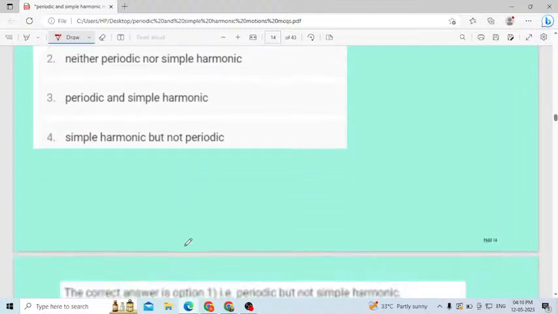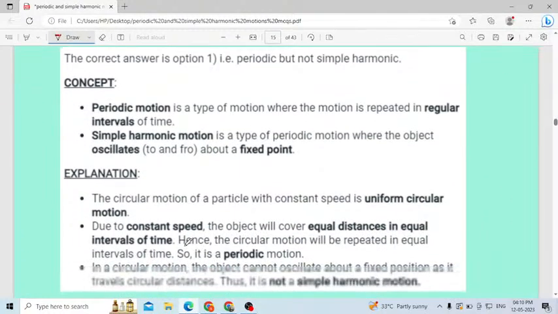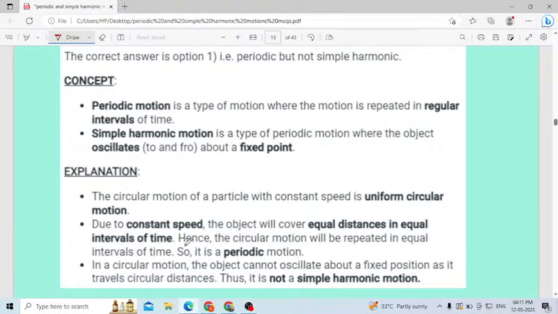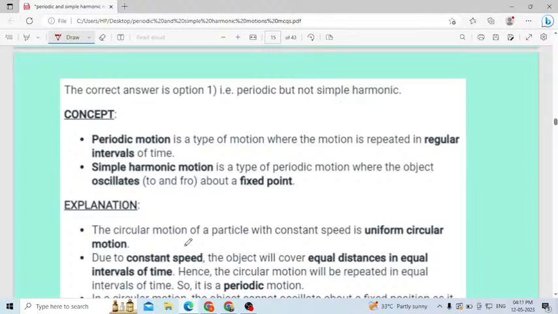If an object is moving in a circular path, definitely it will be in periodic motion. The correct answer for this question is periodic but not simple harmonic. If an object is moving in a circular path, continuously it will be moving in a circular path. Therefore, it will be periodic but not simple harmonic. Why is it not simple harmonic?